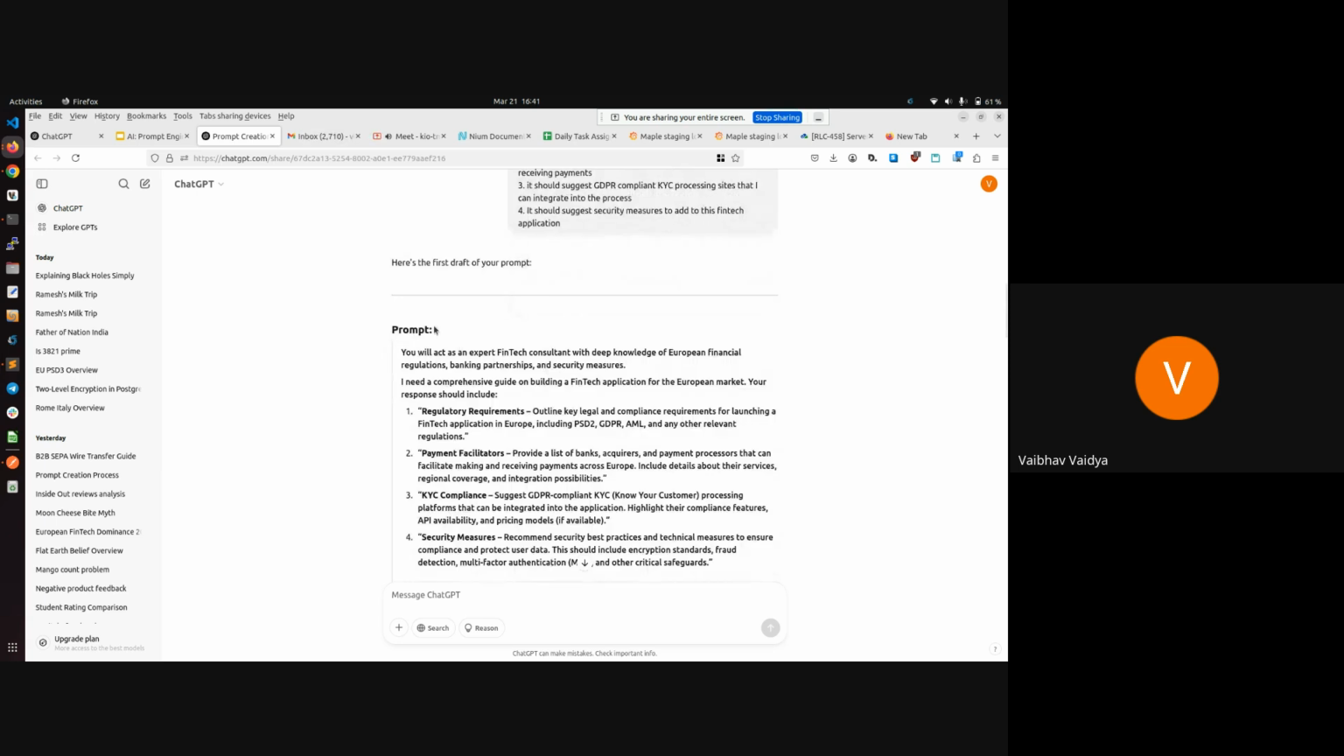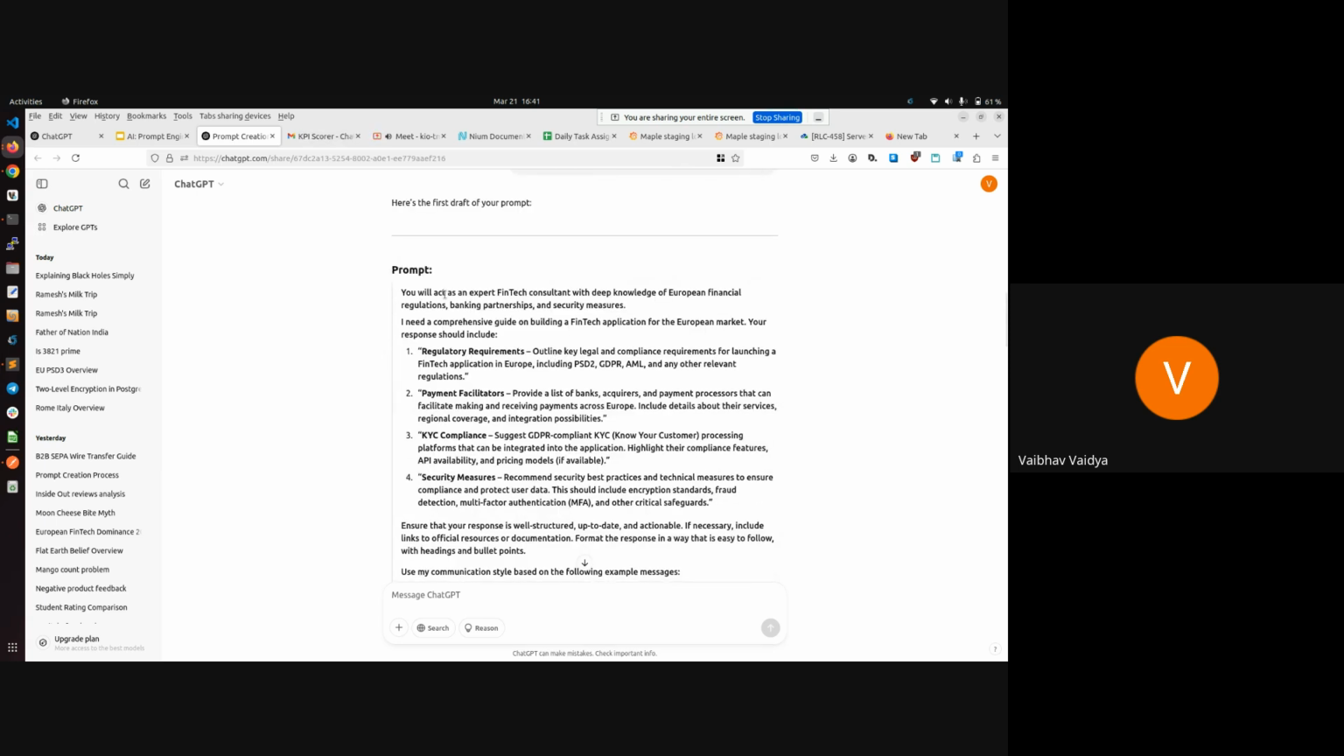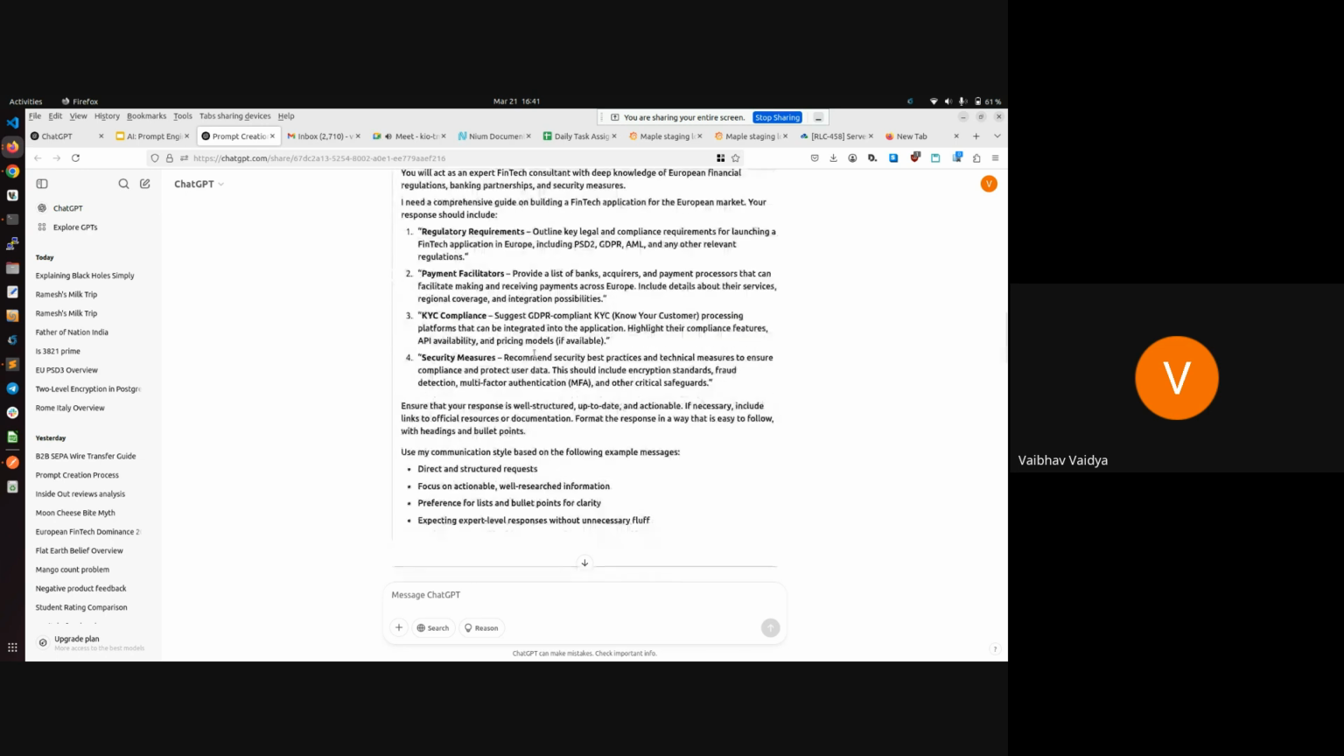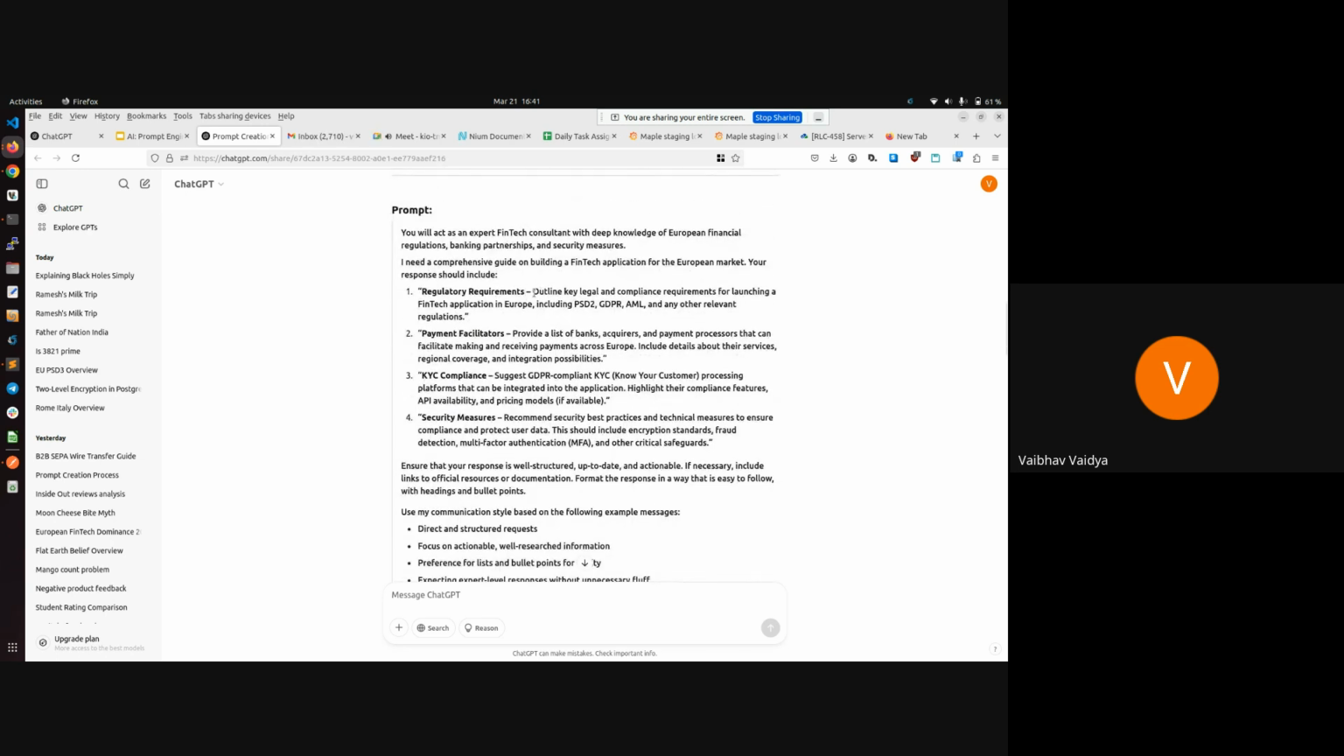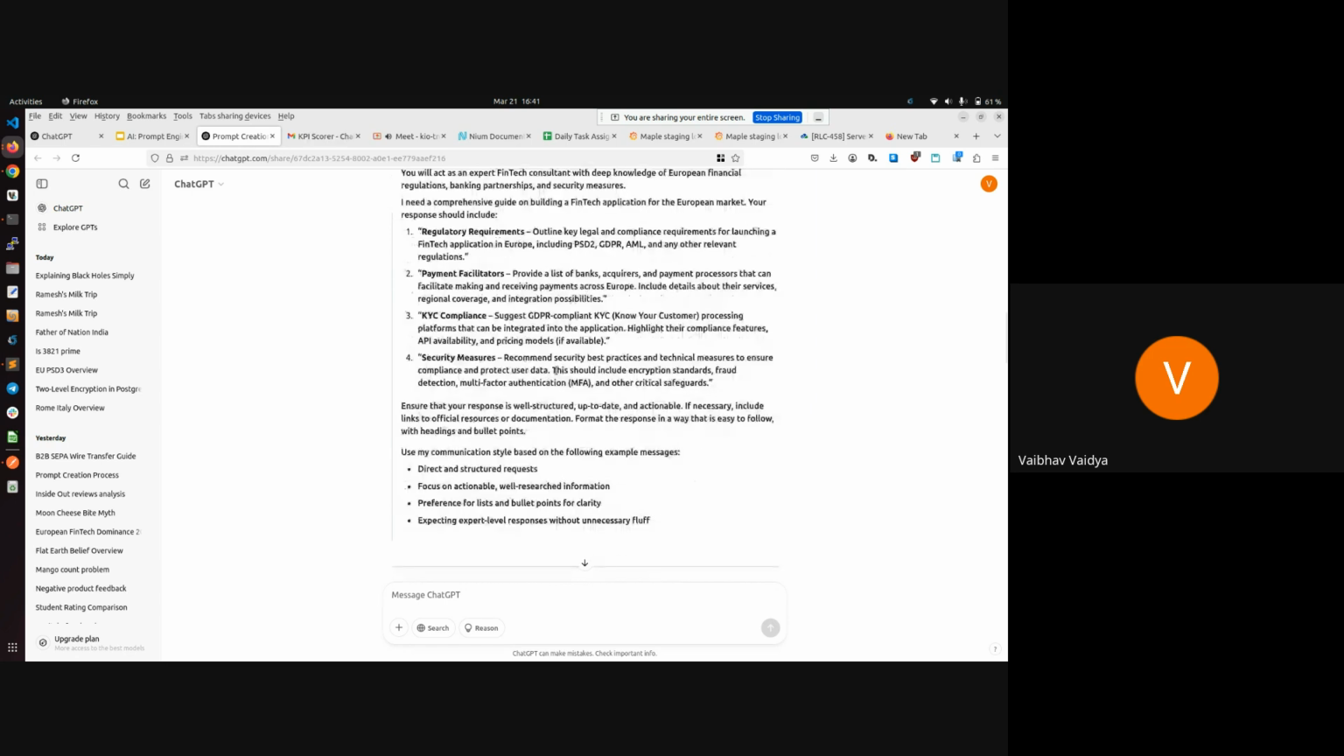Now I get this prompt. This is my prompt: there are quite a number of regulatory requirements, so which one are you focusing on? For payment facilitators, it depends on the regional coverage. Are you trying to cover the UK? Are you trying to cover SEPA? Are you trying to cover something else? It has also given me KYC compliance and security measures like encryption, fraud detection, and multi-factor authentication.